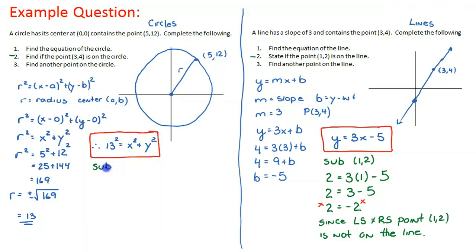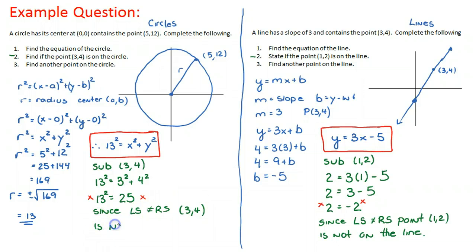So we're going to sub the point 3, 4 in. So therefore we have 13 squared is equal to 3 squared plus 4 squared. 13 squared is equal to 25. And this is not true. So since left side is not equal to right side, the point 3, 4 is not on the circle.